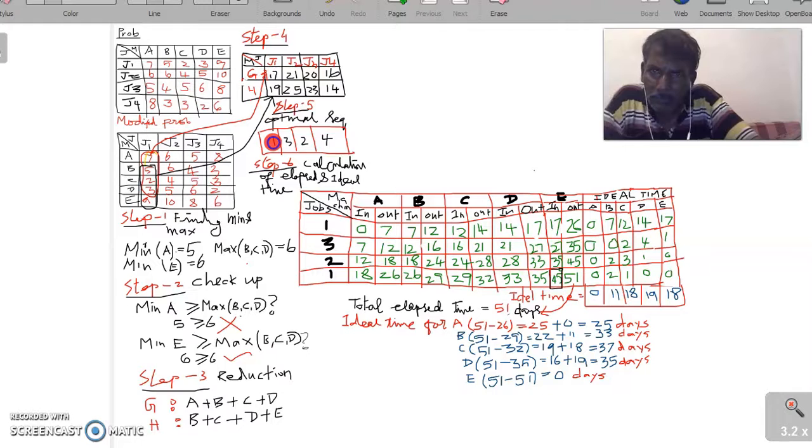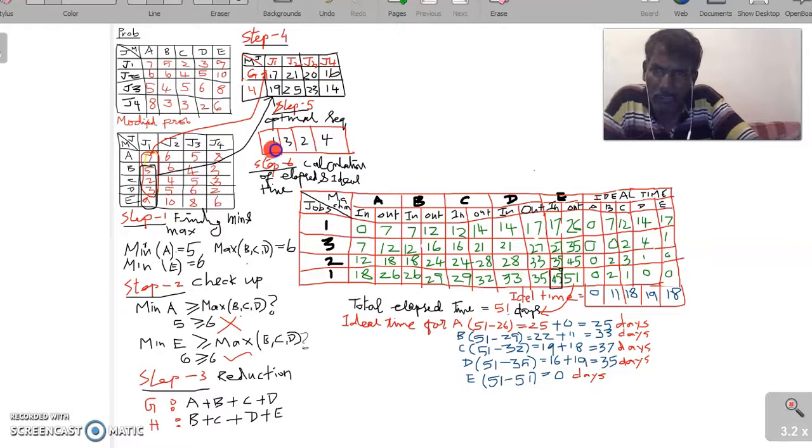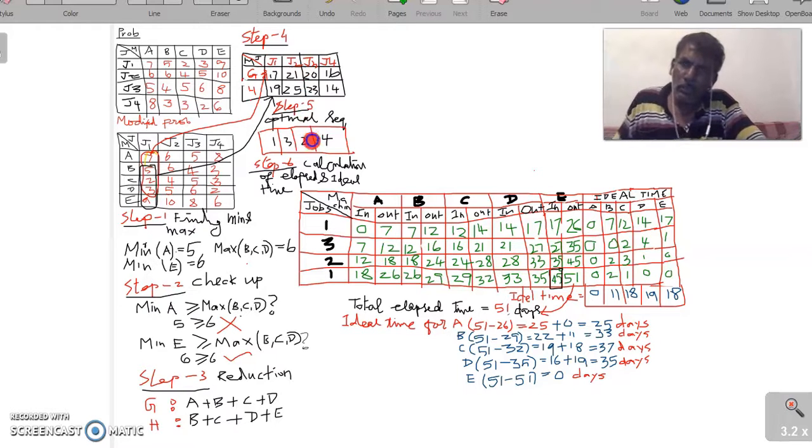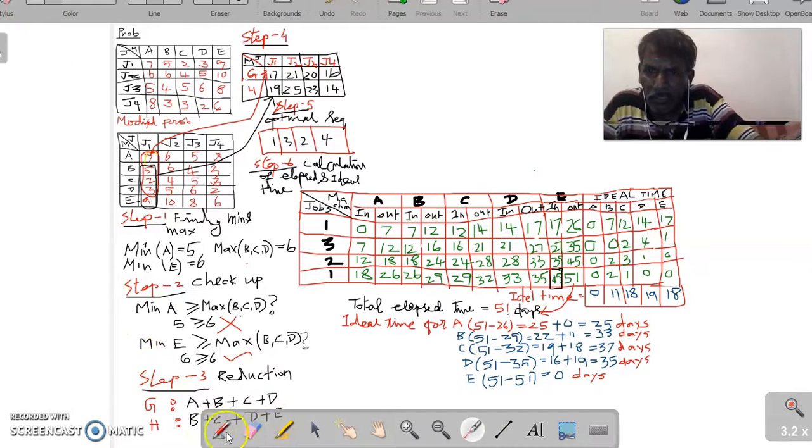The next one is 20. Where does it come? In the first machine. Therefore, we have to fill it up on the left hand side. Already one is fixed. Now we are writing 3. The left out job is 2 and that we can write here. I forgot that.